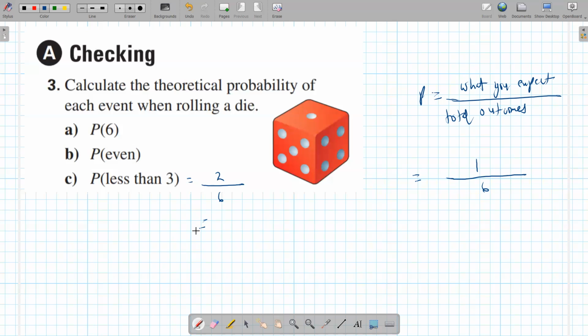Is it 1 over 3? It is 1 over 3. So there we go. Well, what does 1 over 3 mean? It means there is a 33% chance that you roll a number less than 3 when rolling a dice. Good.